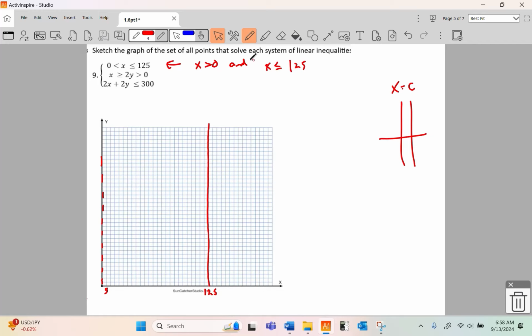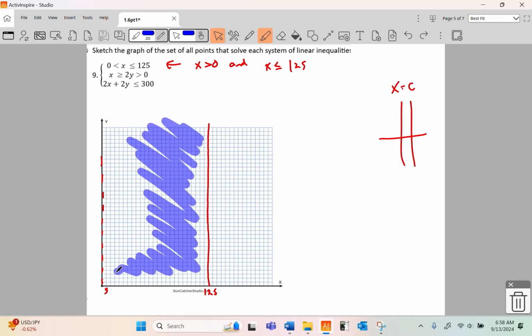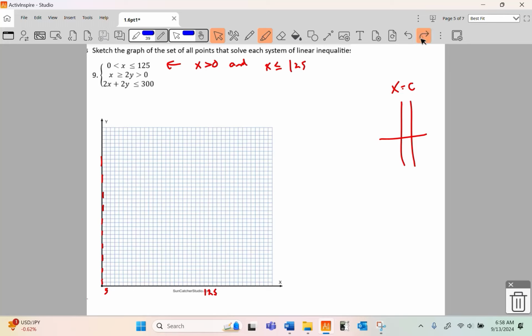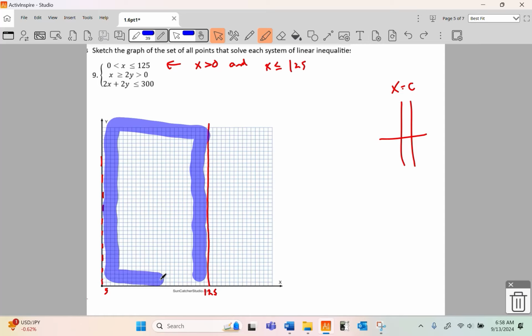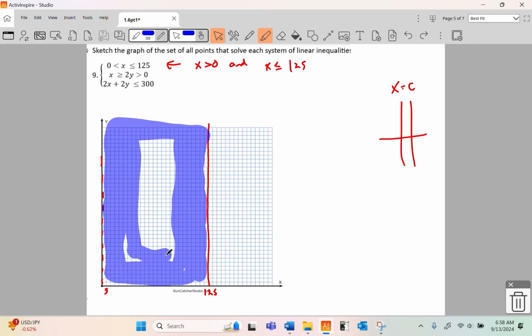Bigger than 0 and less than or equal to 125. It's asking me to shade everything in between. I want a bigger shader here. Let's undo some of my work here. Oh, too much. It's supposed to be to the left of that 125 and to the right of 0. I'm supposed to be shading all this.